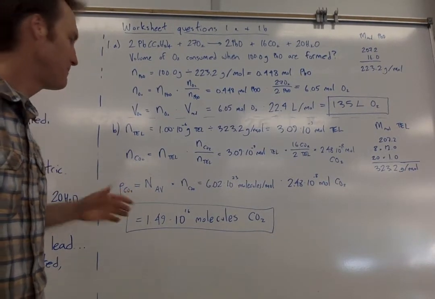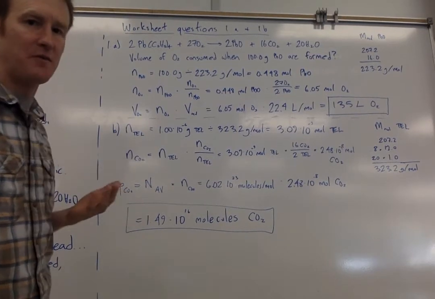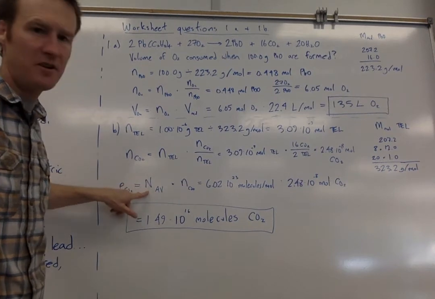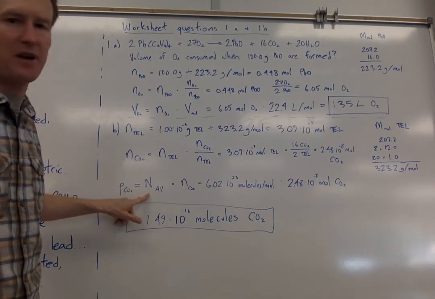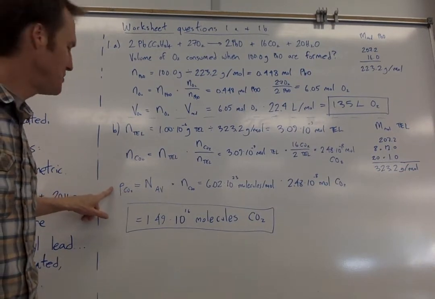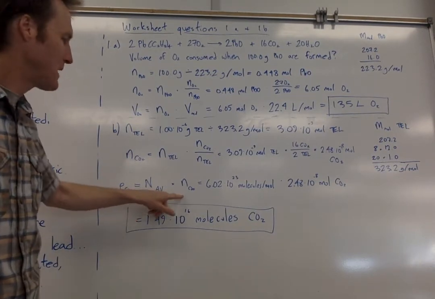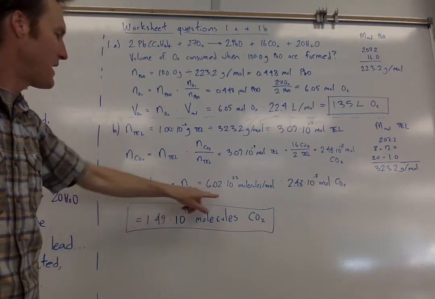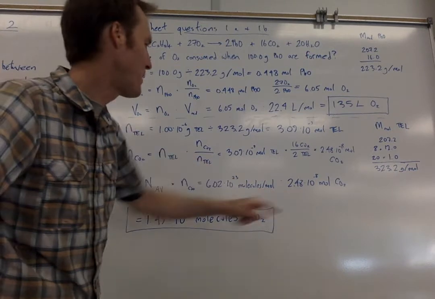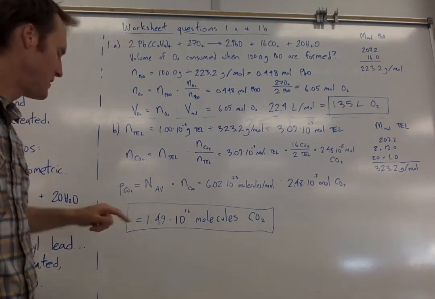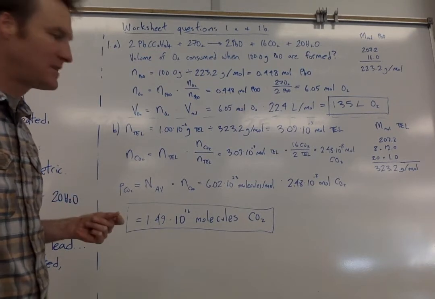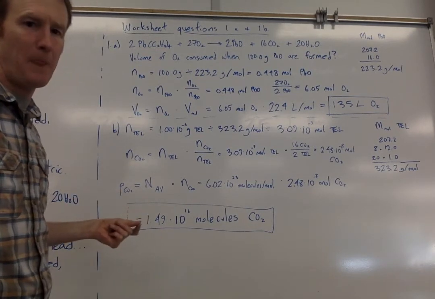So far, so good. Now I need to convert to particles, because that's what they asked us to do. This right here, big N A, is Avogadro's number. You might remember that from Unit 5. The particles of CO2 is Avogadro's number times the moles of CO2. That's 6.02 times 10 to the 23 molecules per mole multiplied by those moles of CO2. And my answer, in a box, 1.49 times 10 to the 16 molecules of CO2.